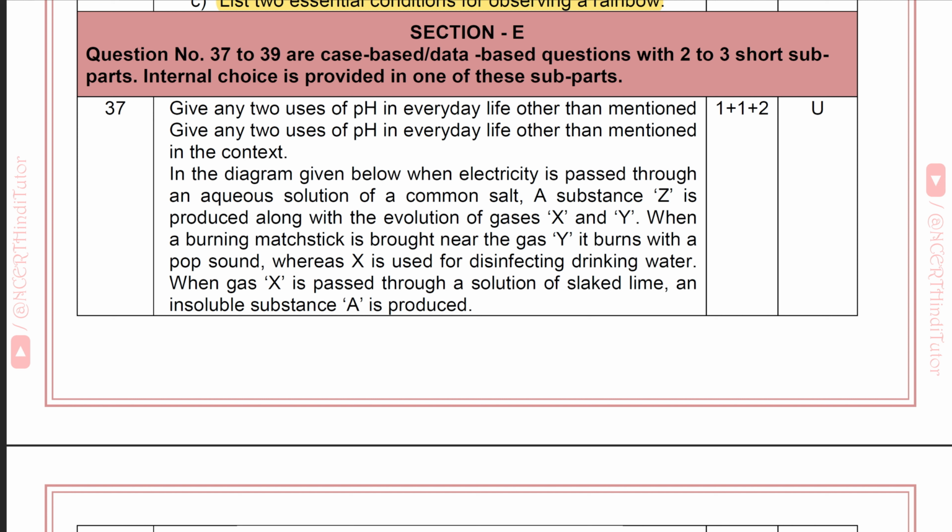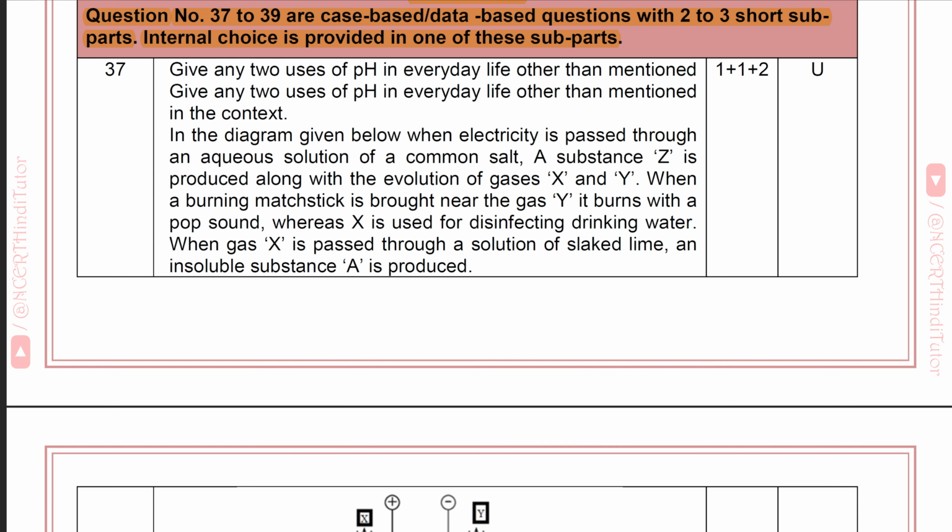So friends, we have completed section D. Now let's proceed to section E. So this is the last section. Questions number 37 to 39 are case-based, data-based questions with 2 to 3 short subparts. Internal choice is provided in one of these subparts. Question 37. Give any two uses of pH in everyday life other than mentioned in the context.